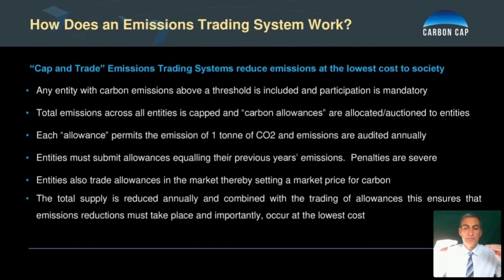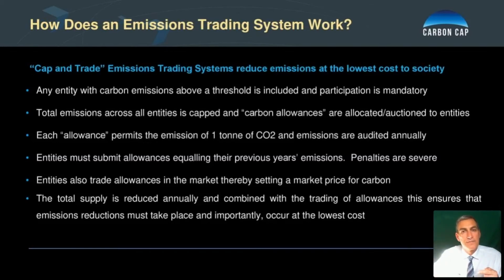Every year, the total supply of carbon is capped, and that cap is lowered every year in most markets by about between 2 and 3% a year. So this gives us the first good thing, which is environmental certainty. It means we know emissions must come down because the total emissions in the region are capped, and every year the cap is reduced.